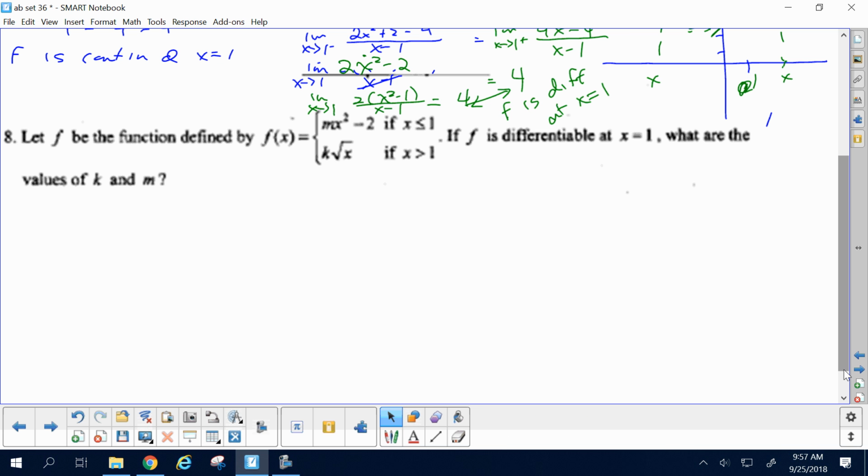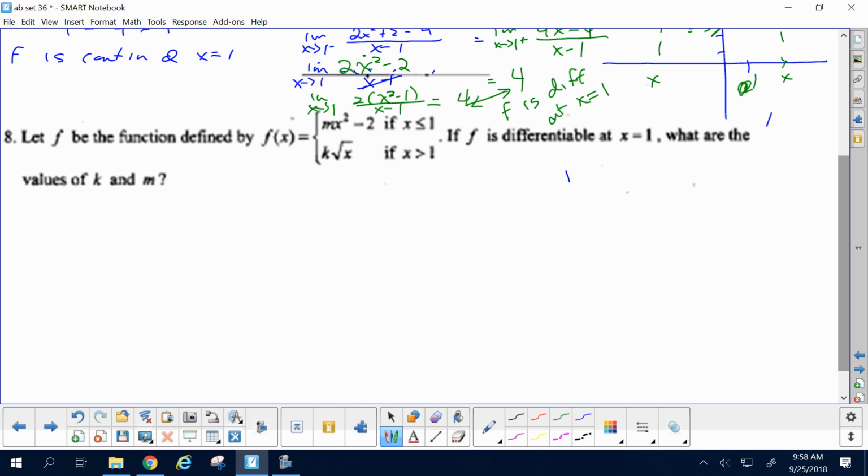Now the bad news is you might have to do that on a free-response question, and you'll need to. The good news is this is more often a multiple choice question, in which case you can cut a little corner or two. So check this out. On a multiple choice question, the problem might look something like this. F is the function defined by this craziness: mx squared minus 2 for x less than 1 and k root x if x is greater than 1. If f is differentiable, what are the values of k and m?